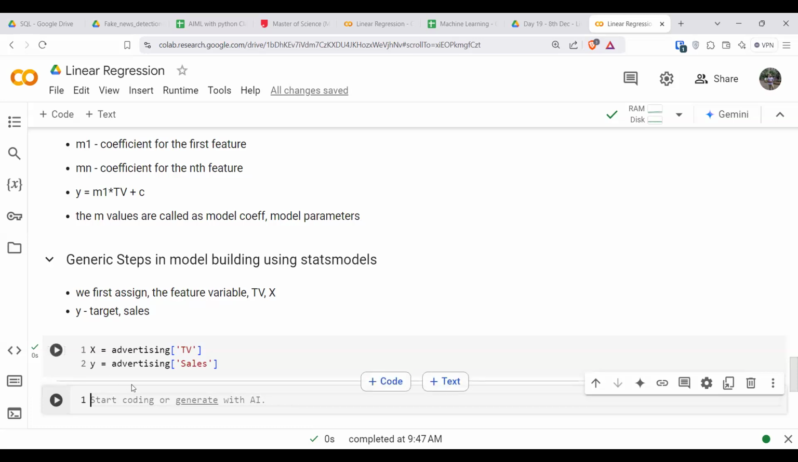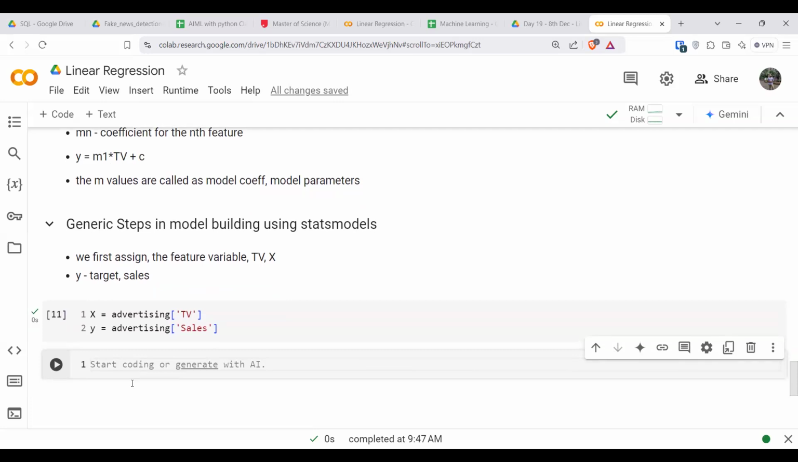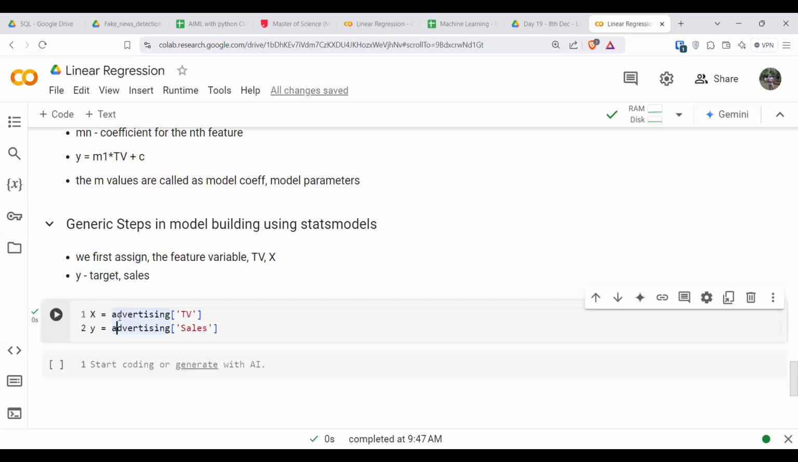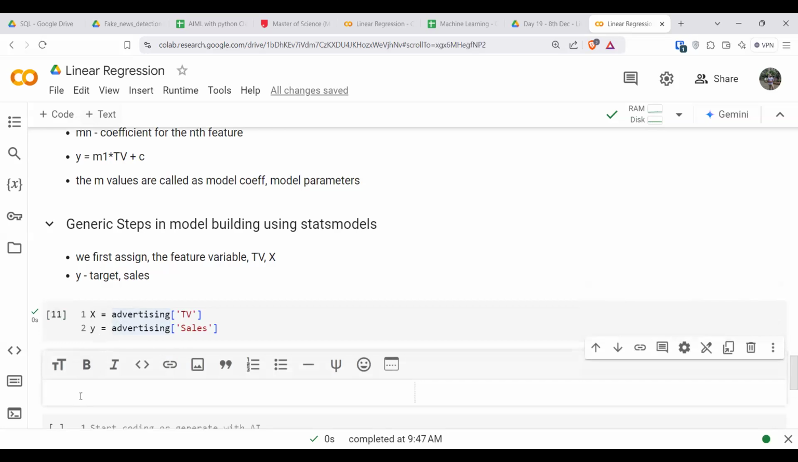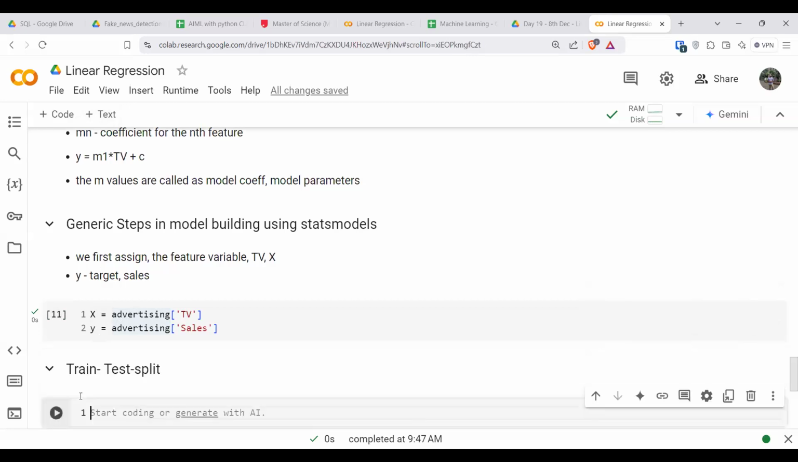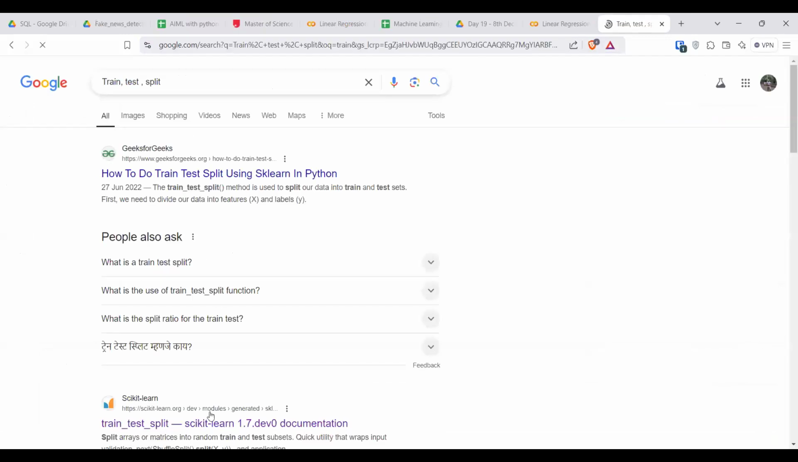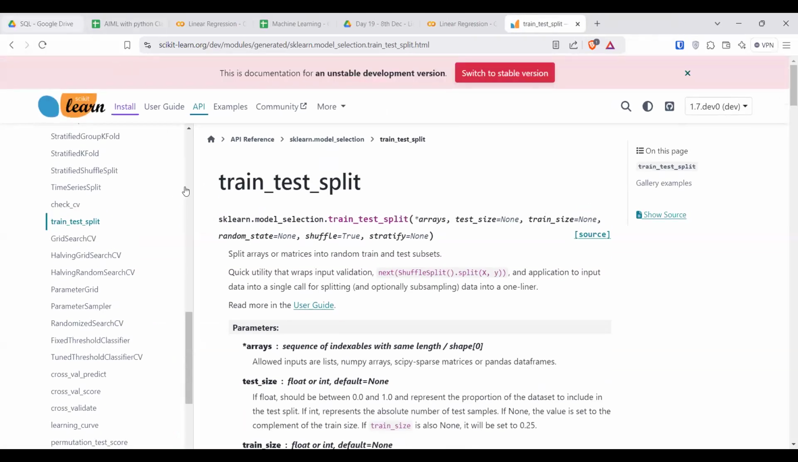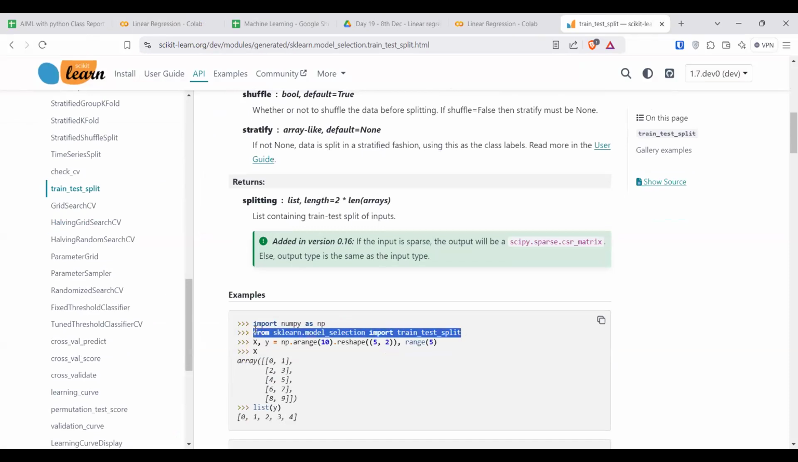Now, what we have is the same thing. We have to do a train test split, and here also it will require a library. So from sklearn.model_selection, import train_test_split. Now here I know this, but what if you don't know a package? What I told you is you have to go with the official documentation of sklearn, and you can copy the package from there.